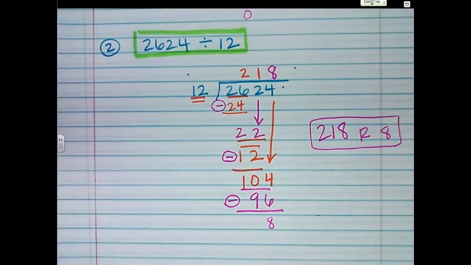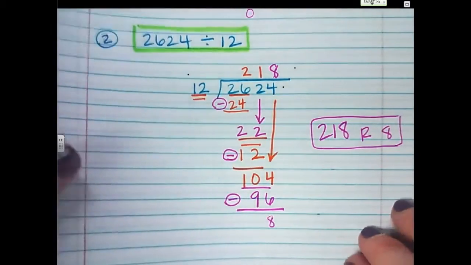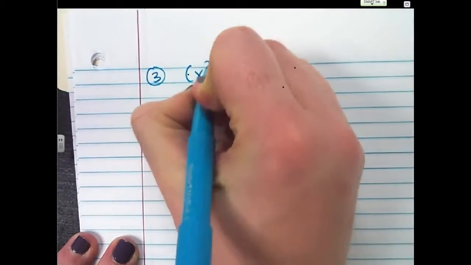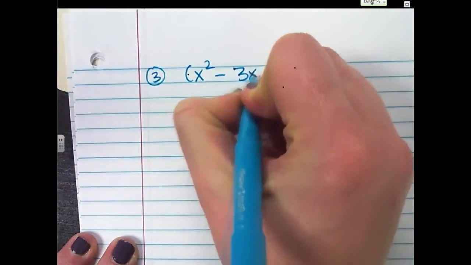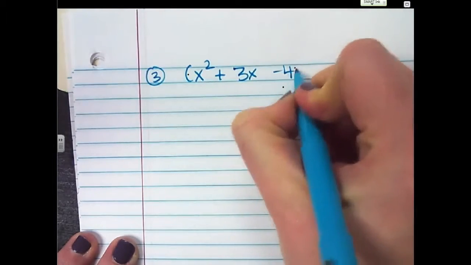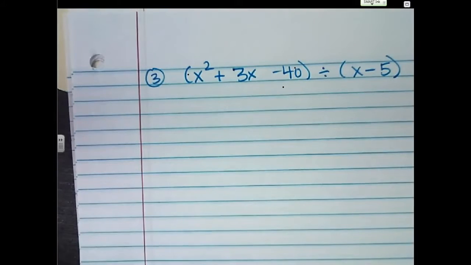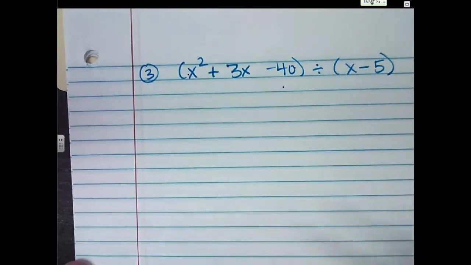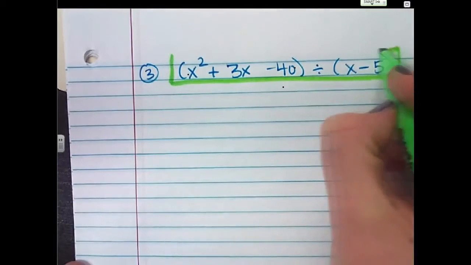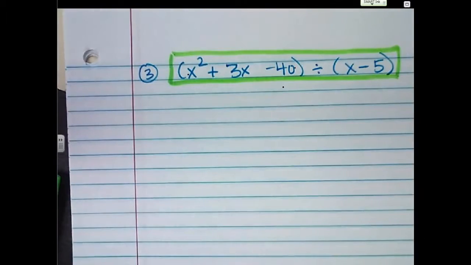Alright, are you ready to try one with x's? It's not horrible. Most people look at it and they complain about it, and then after we do it, they're like, oh, okay, it's not so bad. Alright, so number 3, let's try one. Plus 3x, right? So x squared plus 3x minus 40. We're going to divide that by x minus 5. It's not horrible, I promise.